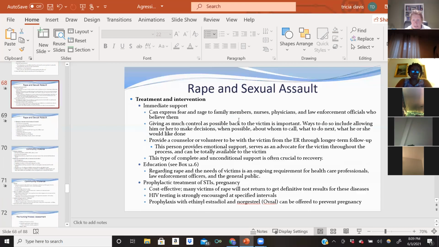So we know that these patients are going to need immediate support. We want them to know that they can express fear and rage to us, the nurses, to the physicians, to the law enforcement officers who come in, and to their family members who believe them. We want them to know that we believe them, and we want to encourage that communication. We don't want them to keep it bottled up.